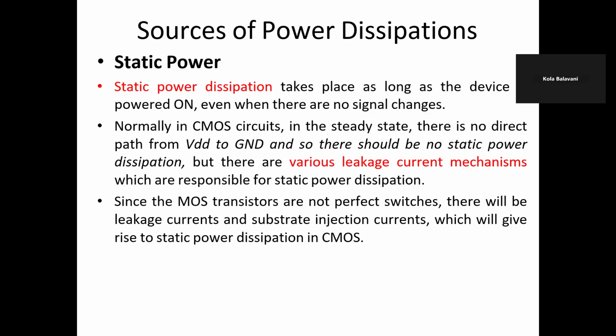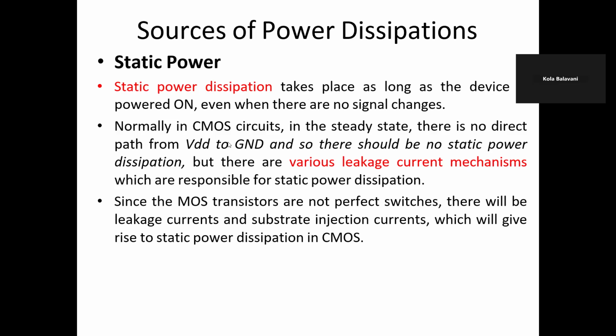The definition of static power dissipation is the power consumed by the CMOS circuit even when it is not in the switching state. That is, the device is in the on state only, but it is not doing any action. That power is called static power dissipation. That is, the device is on, but there is no switching, meaning there is no change in the signals.